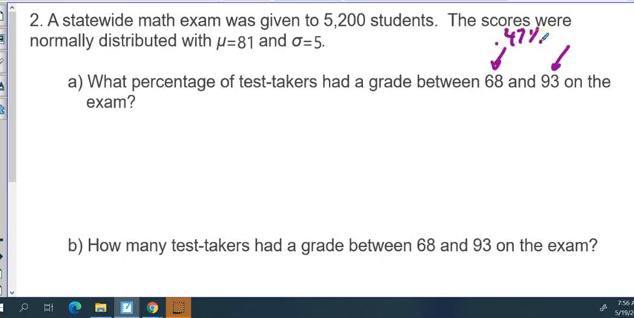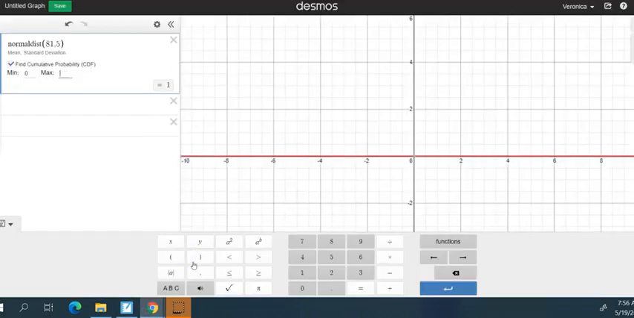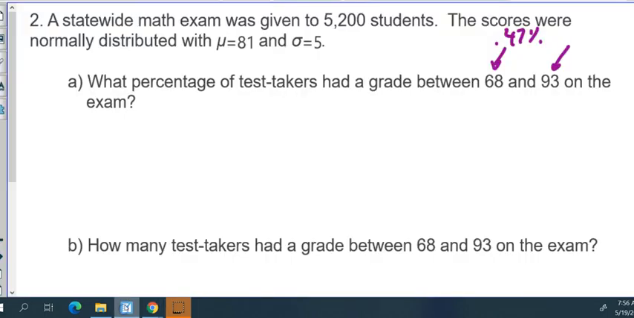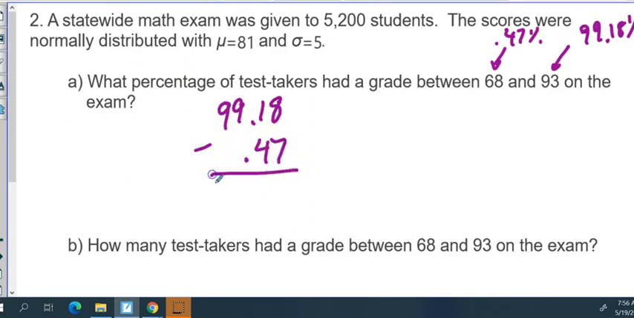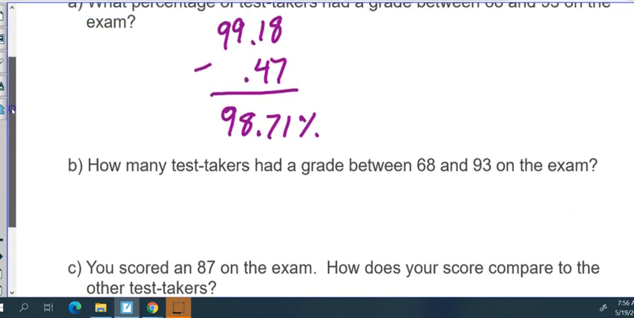All right, now let's talk about 93. We're going to change our score to 93. You notice that's a lot more people. So we've got 99.18%. To figure out the percentage between those, we're just going to subtract those two numbers. So 99.18 minus 0.47, and that will get us 98.71%.